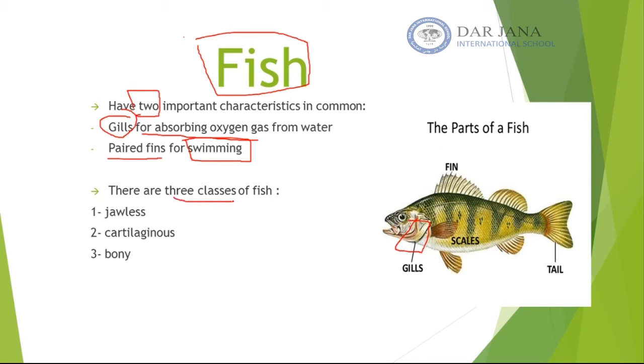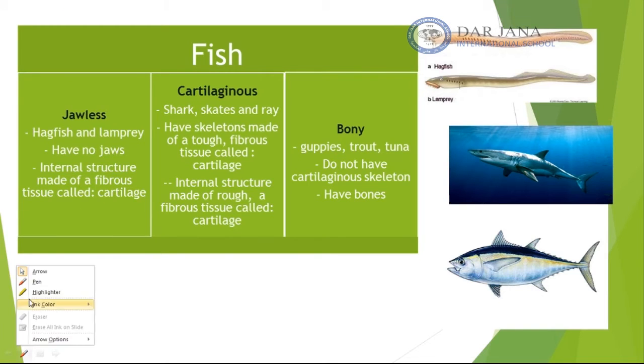There are 3 classes of fish. We have the jawless fish, the cartilaginous fish, and the bony fish. So what are some characteristics of these classes? First, if we look at this table here, we can see the 3 different classes: the jawless, the cartilaginous, and the bony fish. For the jawless, we have the hagfish and the lampreys. The lamprey is an example of the jawless fish. When I say jawless, it means they don't have a jaw.